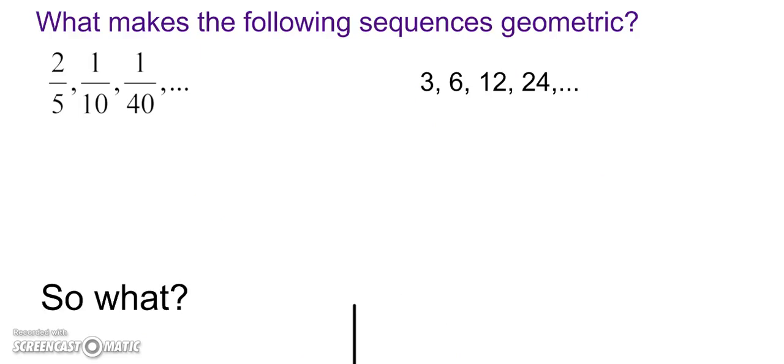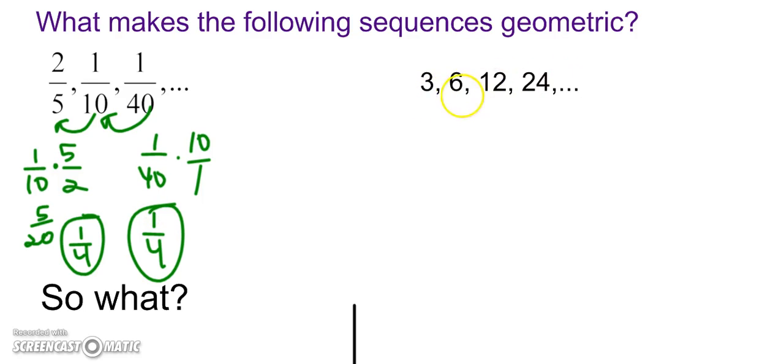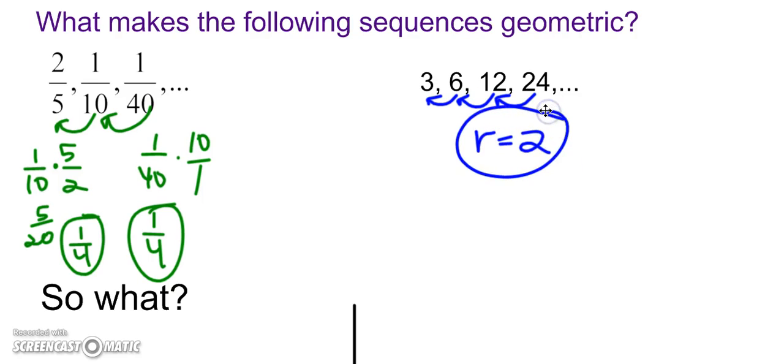Alright, what makes the following sequences geometric? Well, see if they have a common ratio. So 1/10 divided by 2/5, which is the same thing as multiplying by 5/2, is going to be 5/20, which is 1/4. 1/40 divided by 1/10 is also 1/4. So it's geometric because it has a common ratio. This one, hopefully you can look and see your common ratio. 6 divided by 3, 12 divided by 6, 24 divided by 12. Our common ratio is 2, so it's geometric.